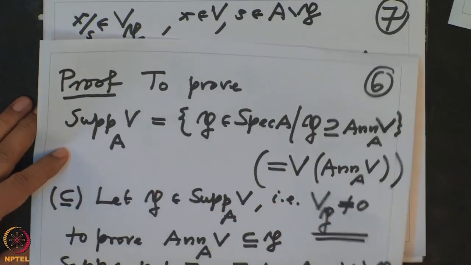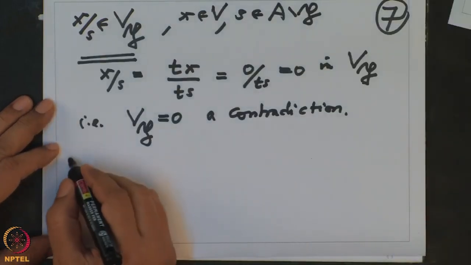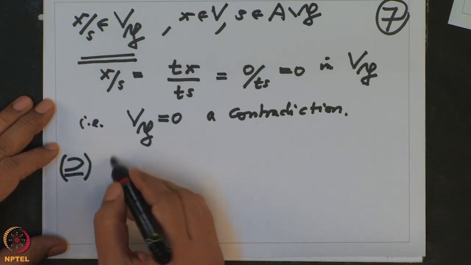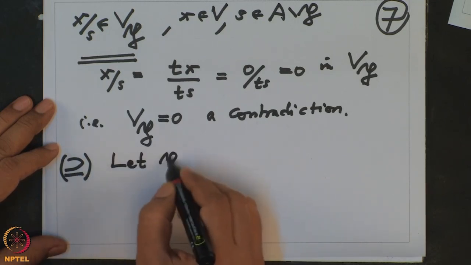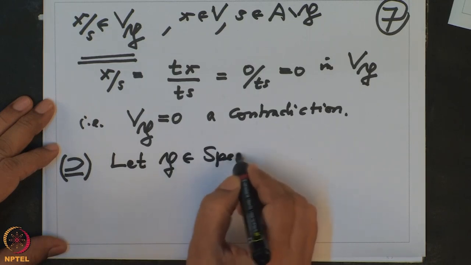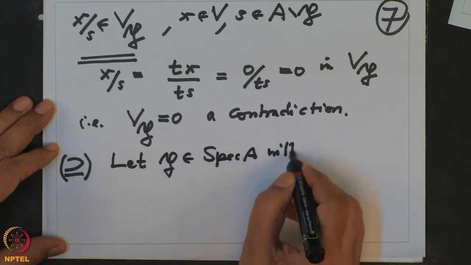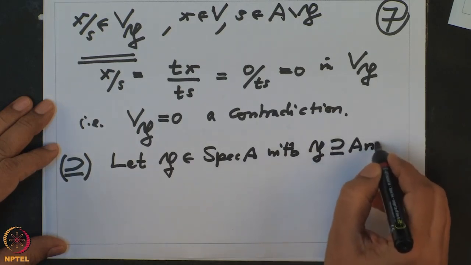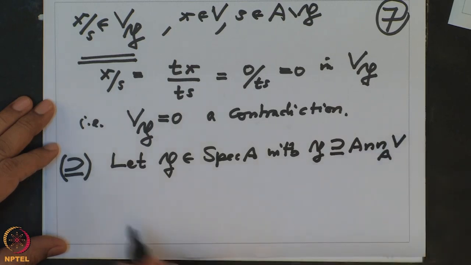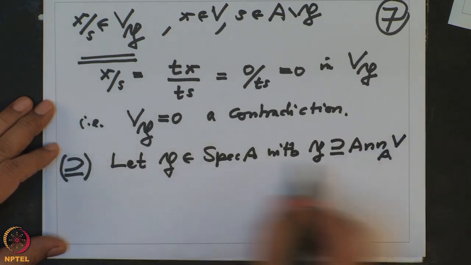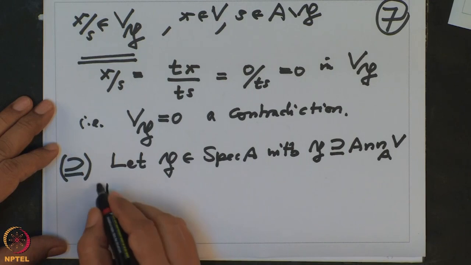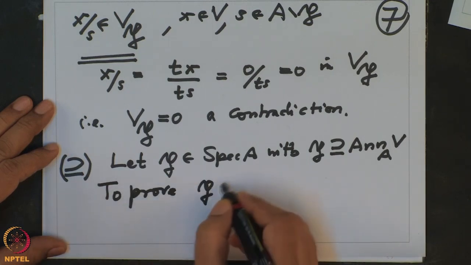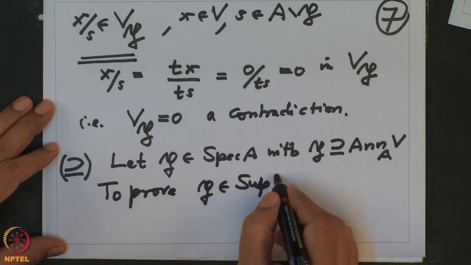Now conversely, for this inclusion, what do we want to prove? Let P be a prime ideal with P containing the annihilator of V. I have been given the prime ideal in the right hand side, and we want to prove that P is in the support of V.